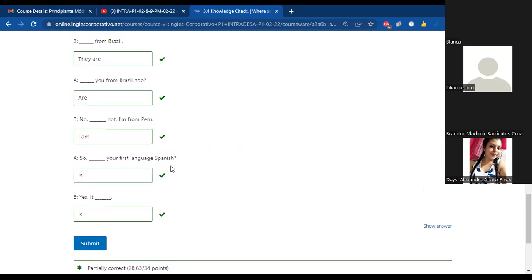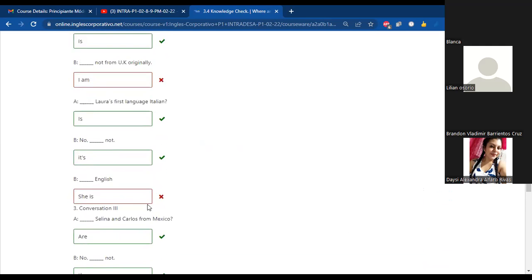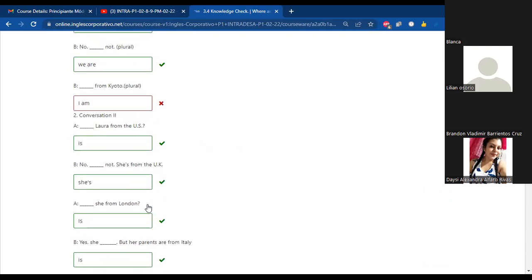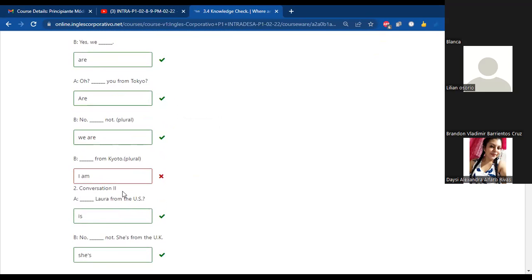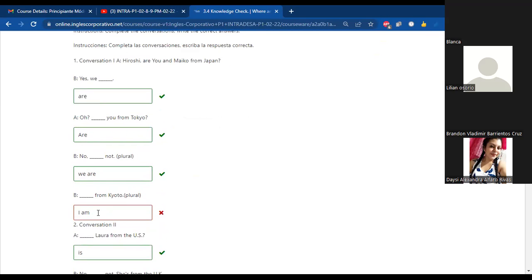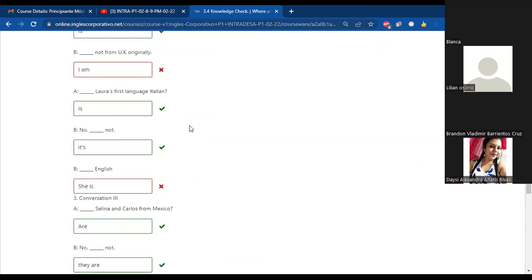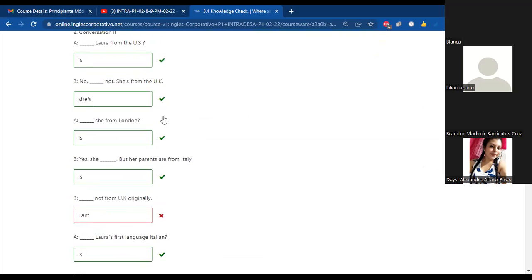Okay, so this is correct. Conversation three is correct. Conversation two. Okay, we have two mistakes. In conversation one, we have one. So here we have to use plural. We are. We are. No, it's correct. Okay. Now the conversation two.